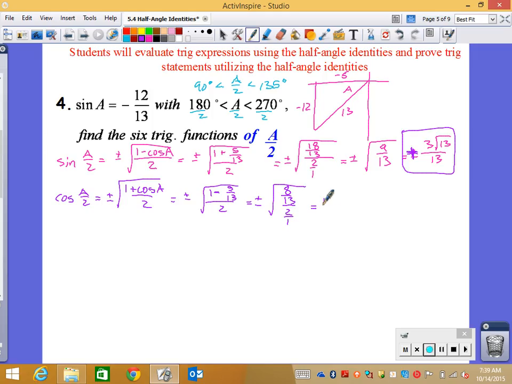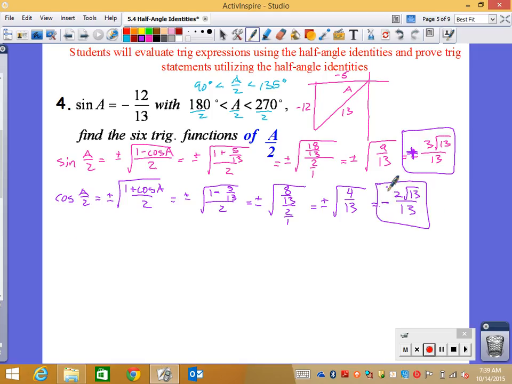So flip the fraction. 4 over 13. So if we simplify this a little bit, we get 2 over root 13. Rationalizing, we get 2 root 13 over 13. Now remember, we're dealing with cosine, and quadrant 2 is negative, so my answer becomes a negative 2 root 13 over 13.